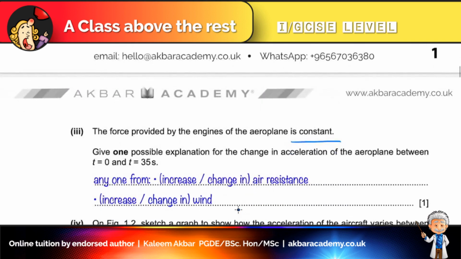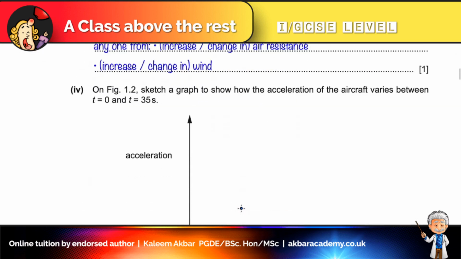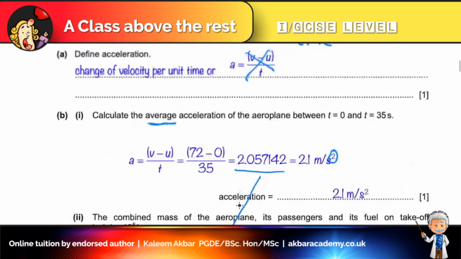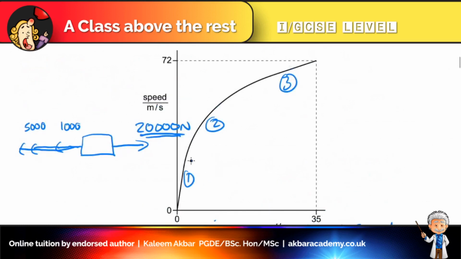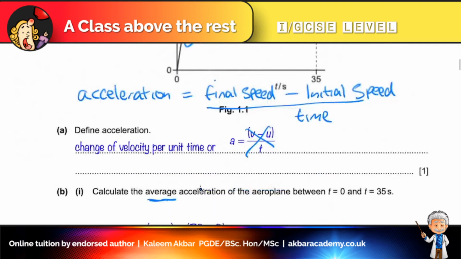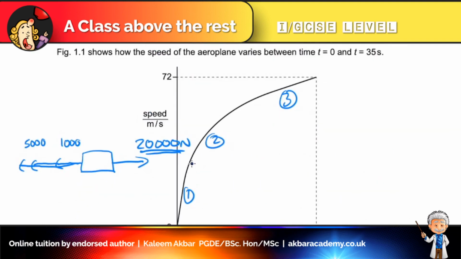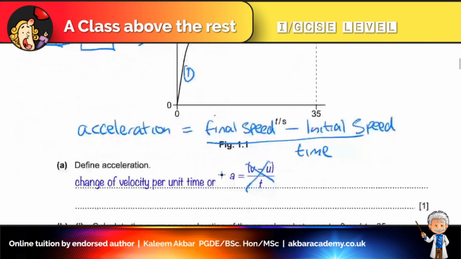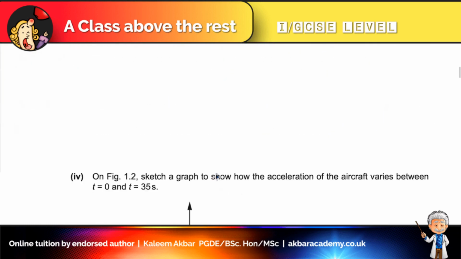Then the final part of the question, on figure 1.2, sketch a graph to show how the acceleration of the aircraft varies between 0 and 35 seconds. So to sketch on this graph. Now, remember, I've mentioned it a couple of times already. If we look at 1, the acceleration looks constant there and bigger compared to 3. And somewhere in between, it's changing and becoming less. You know, number 2, as I've labeled it, kind of spans the curved part of this graph and the acceleration is going down. So how could you draw this?